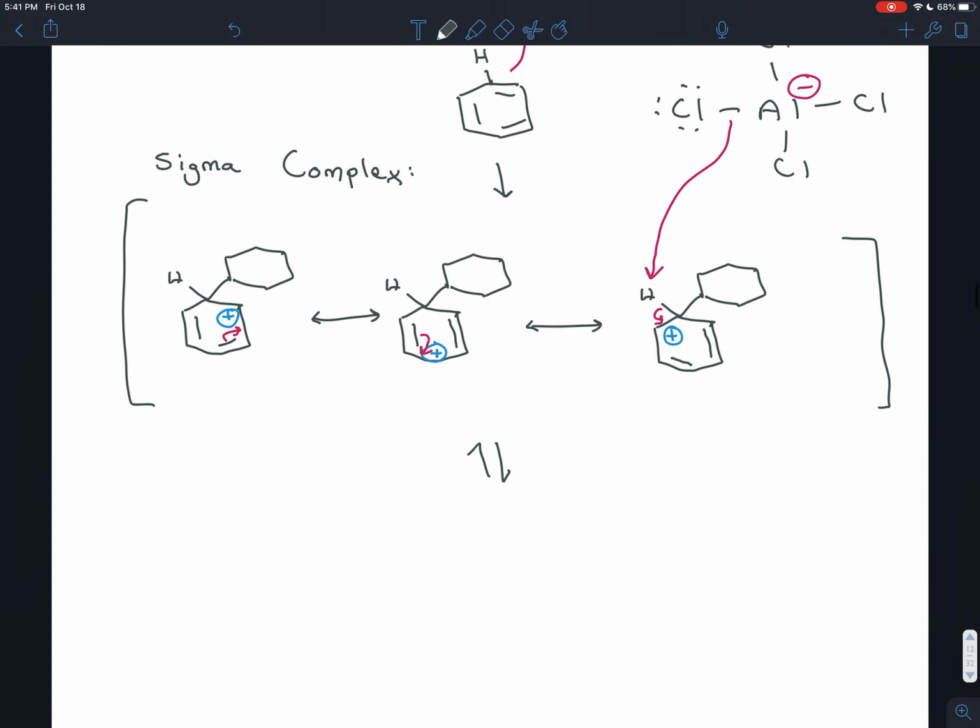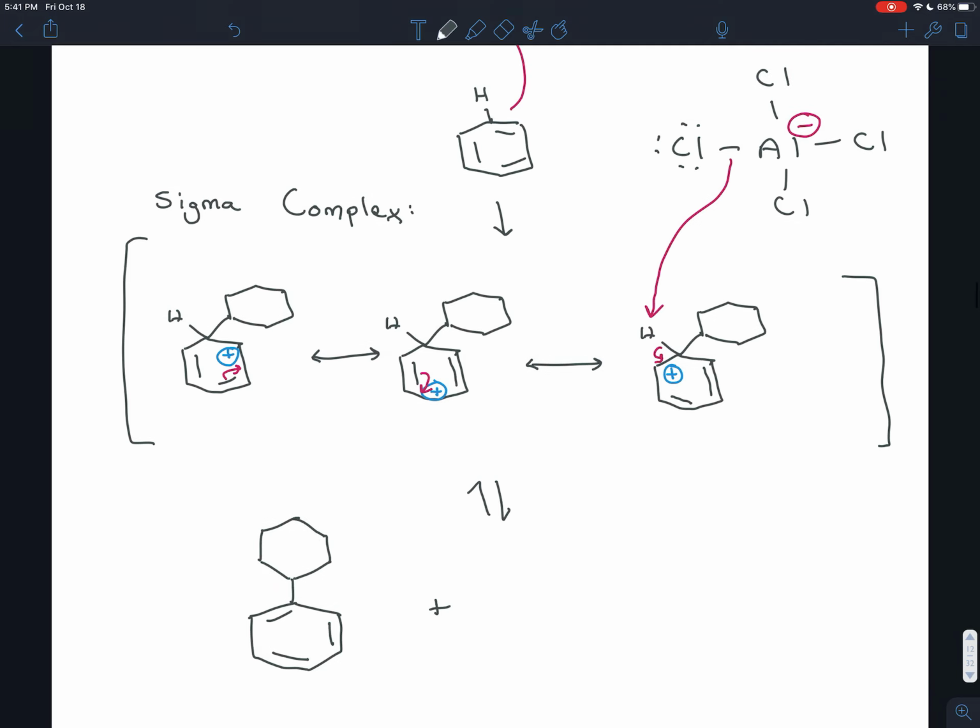And so you end up with your benzene, which is now aromatic. And it has the cyclohexane on it. And now these two became HCl. It's not that big of a deal. And then you have the aluminum with just 3 chlorines again.